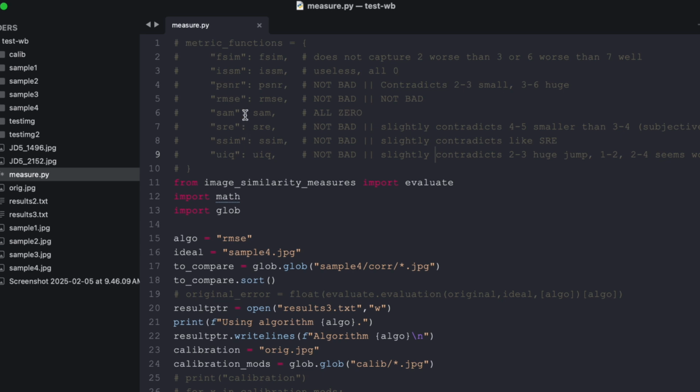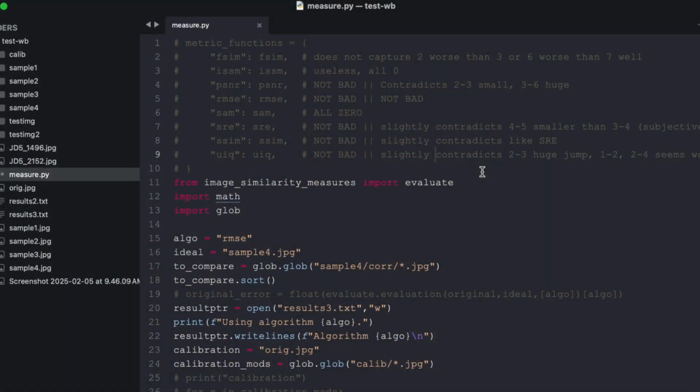It has 8 different image similarity measures: FSIM, ISSIM, PSNR, RMSE, SAM, SRE, SSIM, UIQ. Some of these algorithms performed very poorly. For example, FSIM didn't work very well to capture great differences in certain cases. Some of these algorithms, like ISSIM, gave 0 because I think they don't take into account image hue or image tint changes. The finalist algorithms were PSNR, RMSE, SRE, SSIM, and UIQ.